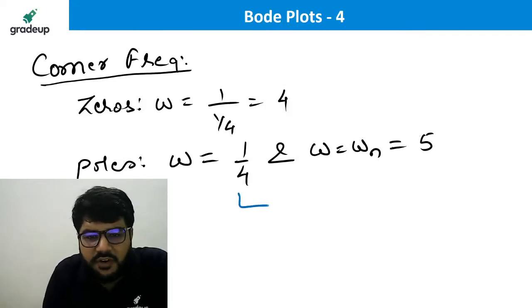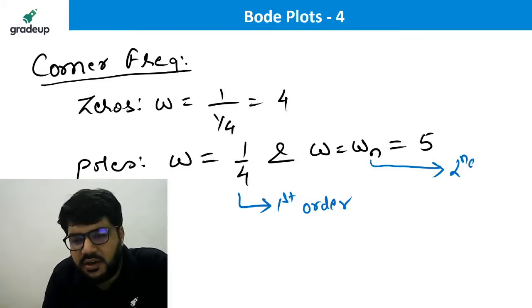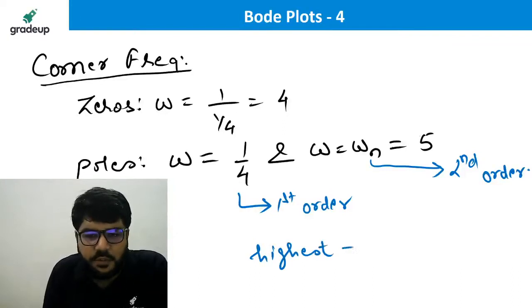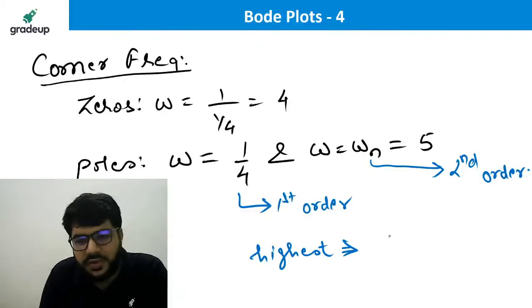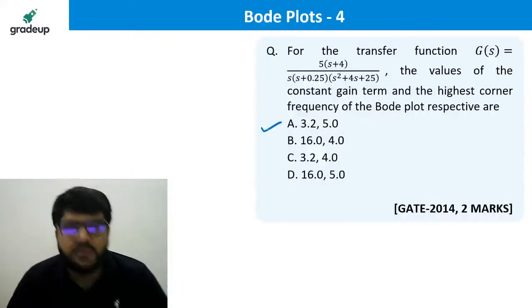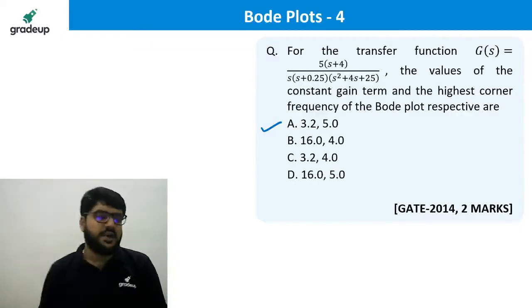Okay, this is for the first order pole, and this is of the second order term. Okay, so highest, whether it is first order, second order, pole or zero, they were asking the highest corner frequency. The highest stands out to be 5. Option number A, K is 3.2 and the highest corner frequency is 5. Right? Yes, so that is the homework answer, guys.